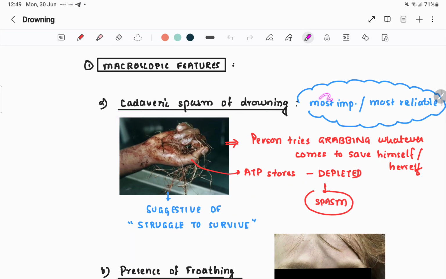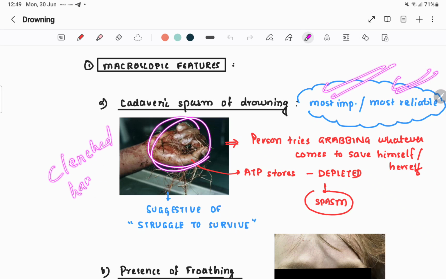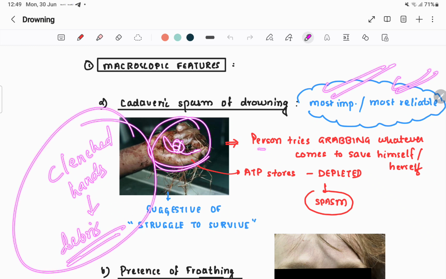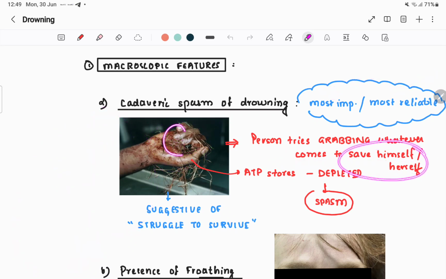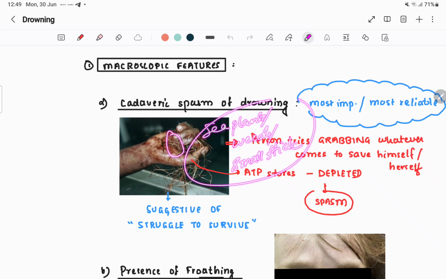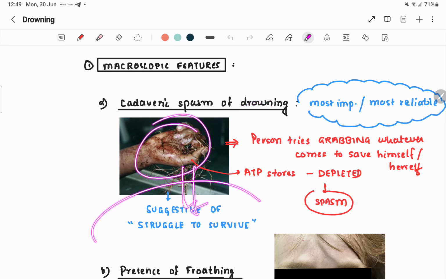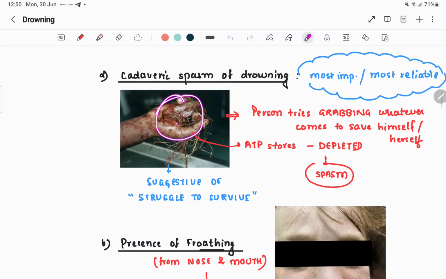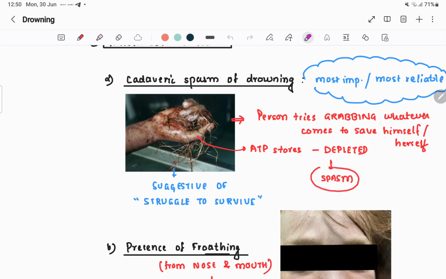Macroscopic features. Cadaveric spasm of drowning is the most important and most reliable feature. You will see clenched hands, and if you try to open the hands you will see some debris. When a person drowns, he or she tries to grab whatever is available to save himself or herself, usually sea plants and weeds, small sticks, but is unable to save himself and drowns. This is suggestive of a struggle to survive. ATP stores are depleted, due to which the hand goes into a spasm.